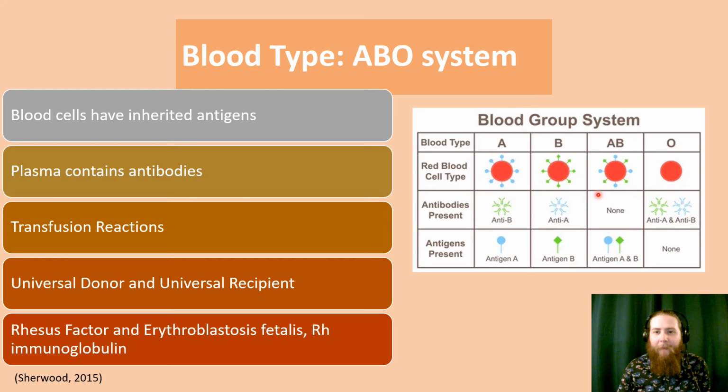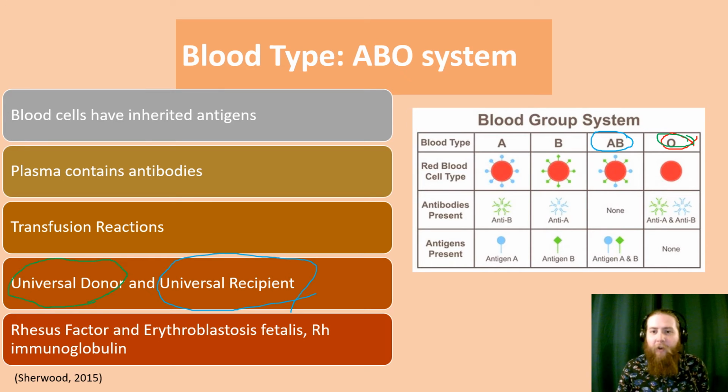We have type AB, which has both A and B antigens, so it has no antibodies. And then we have lastly type O, which has no antigens present, so it makes both antibodies. Now, when we talk about universal donor and universal recipient, universal donor is going to be O. Let's use this green. Universal donor. And our universal recipient is going to be this type AB.